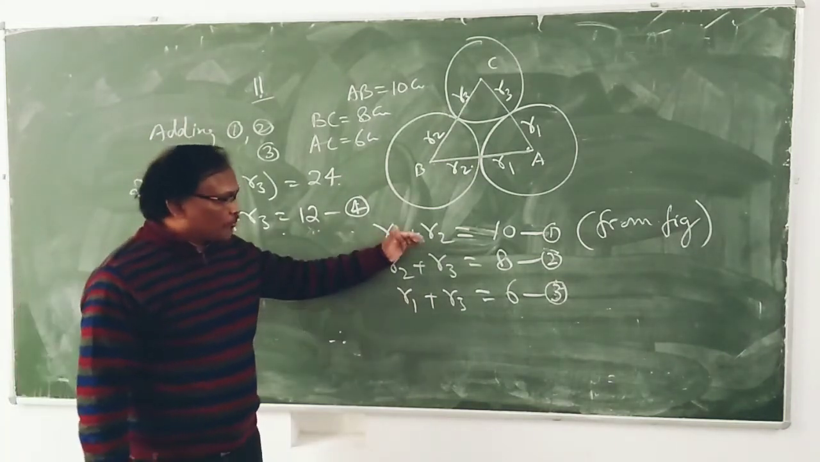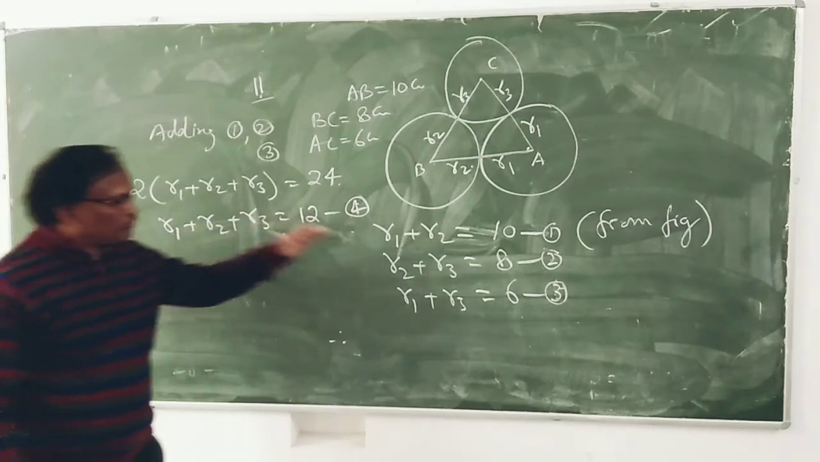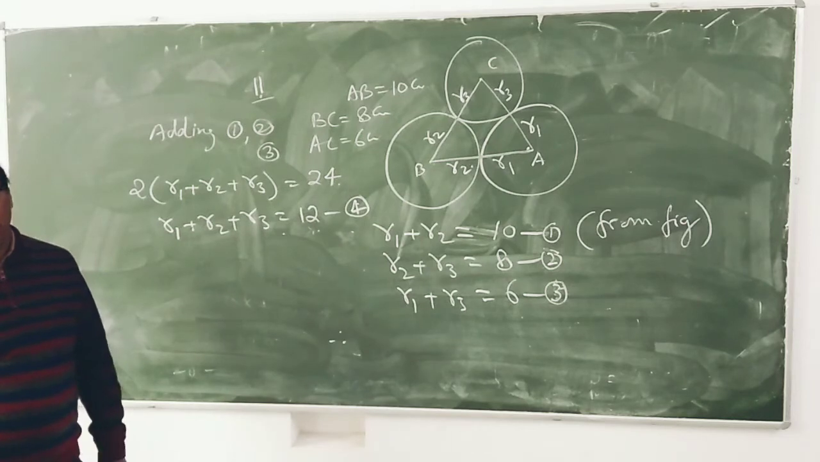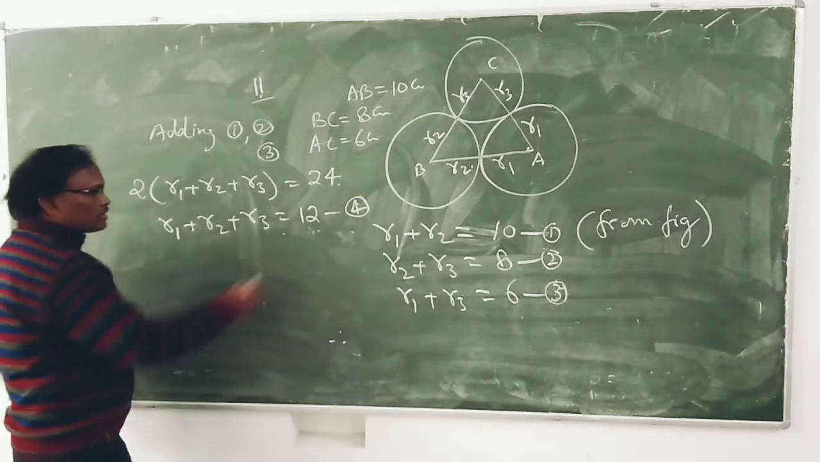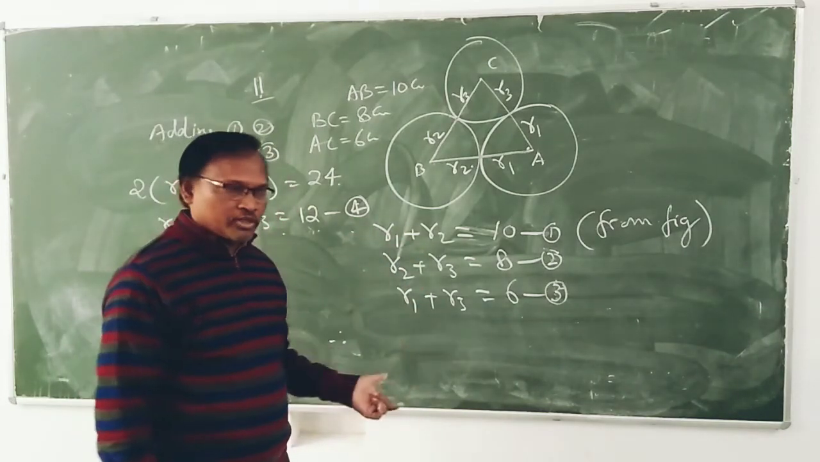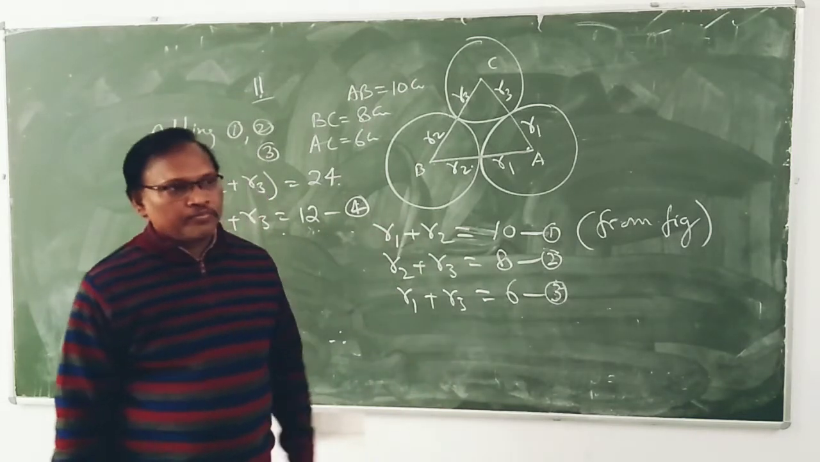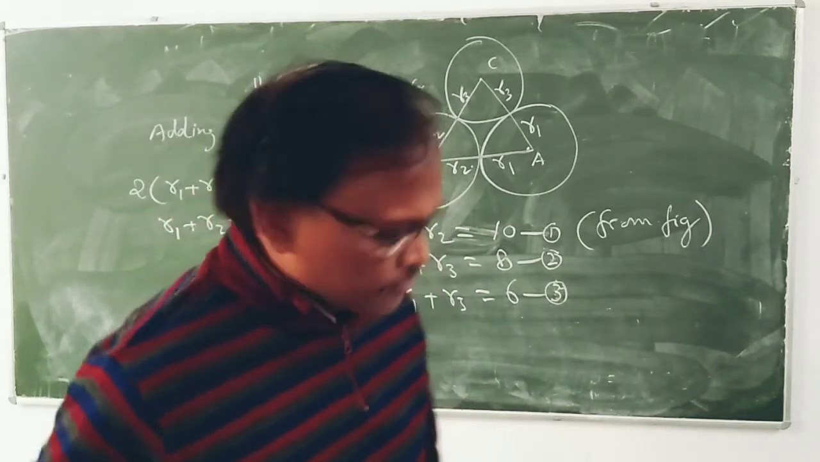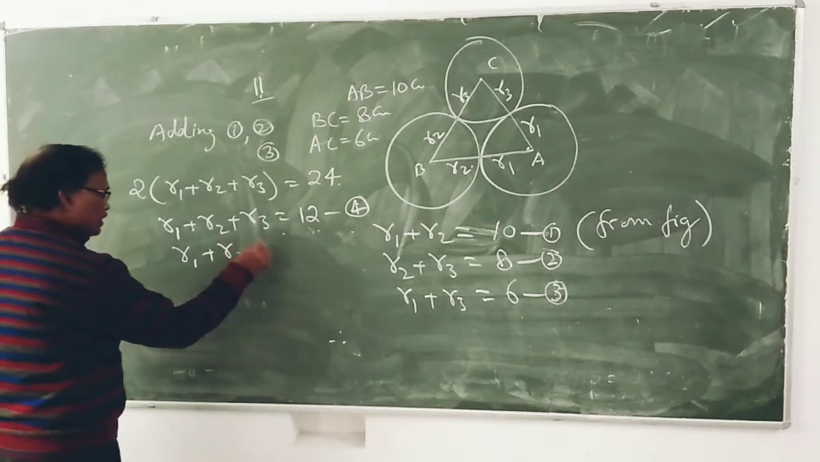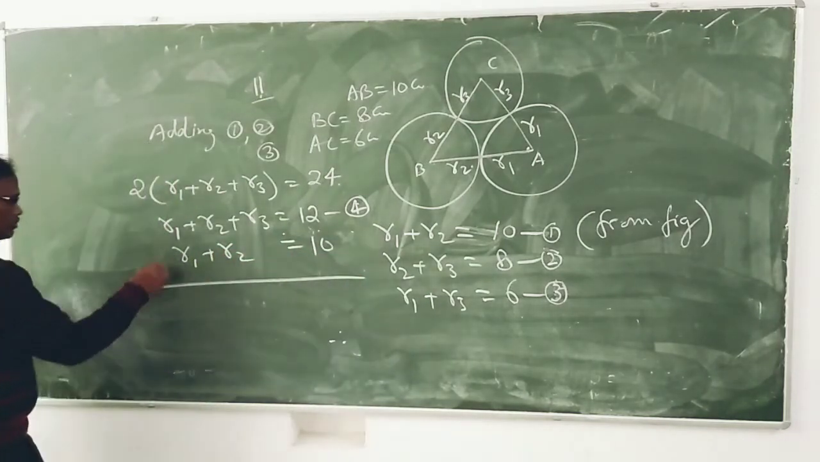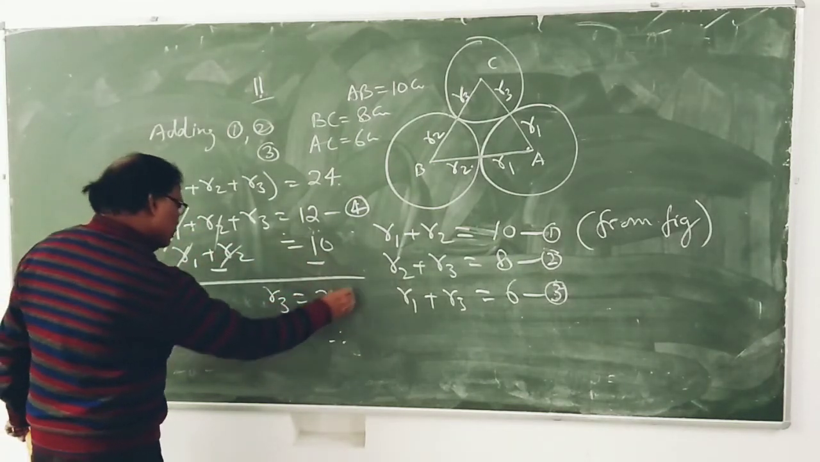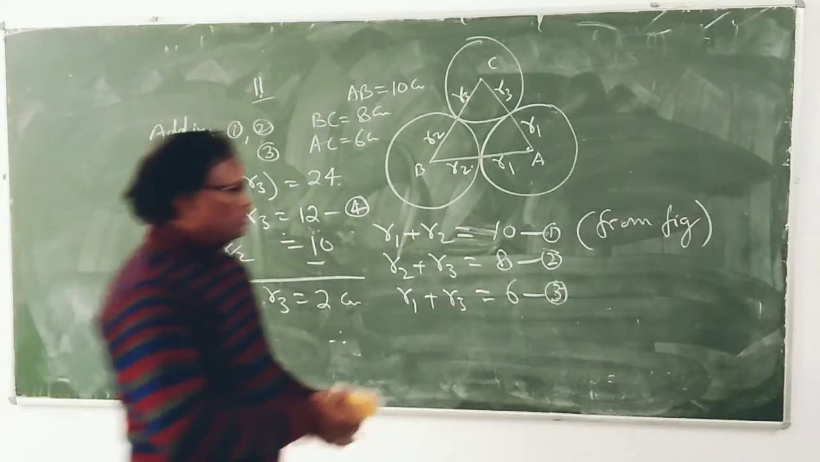Now one by one you subtract the equation 1 from equation 4, equation 2 from equation 4 and equation 3 from equation 4. You will get all the three radii. So by this way you can solve. एक हम subtract करेंगे, it will be cancelled. इसी तरह से second equation और third equation.